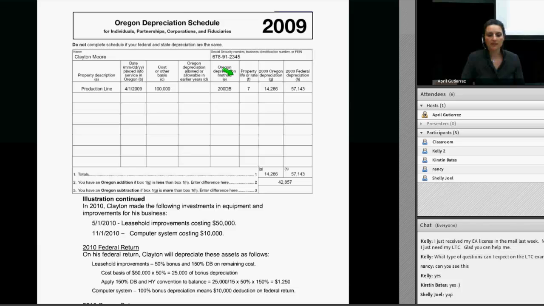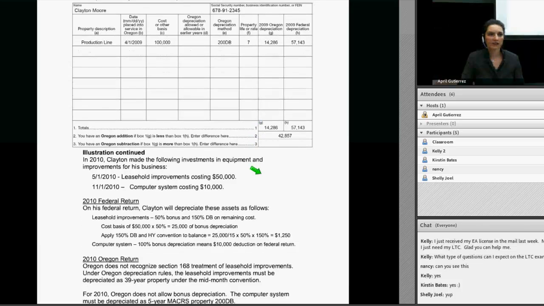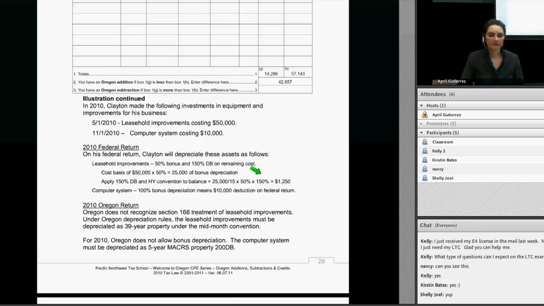The purpose of the schedule is ultimately to determine whether you have an addition or whether you have a subtraction, and the subtraction is entered on line 3. So ultimately, if the federal column is smaller than the Oregon column, you enter a subtraction on line 3. But if the federal column is larger than the Oregon column, you enter an addition on line 2. Let's continue with the illustration going on to 2010.